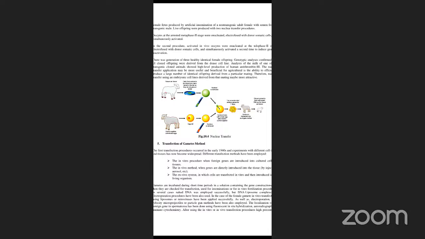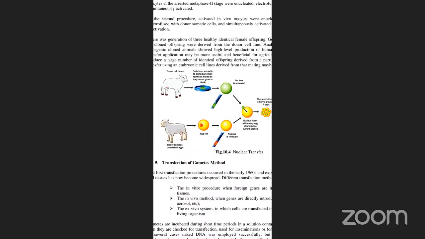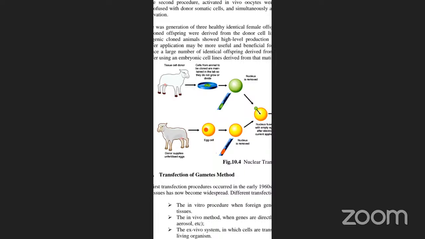So these are the different methods. Then nuclear transfer. In nuclear transfer, we take the tissue donor, where the cells from the animal to be cloned are maintained in the lab so that they do not grow or divide. We should not make them divide. From that, the nucleus should be removed. That is the somatic cell.